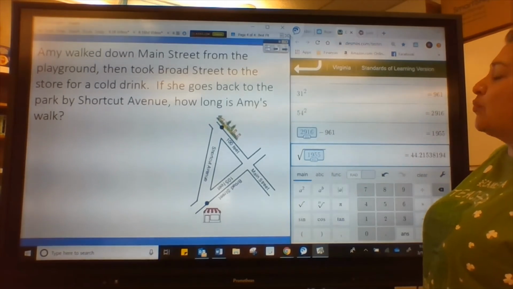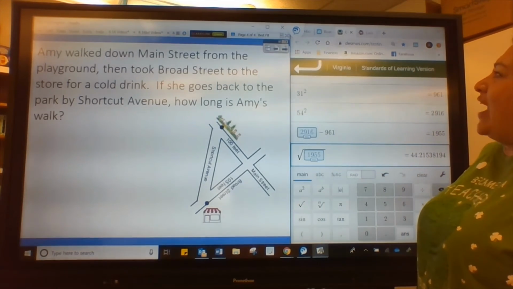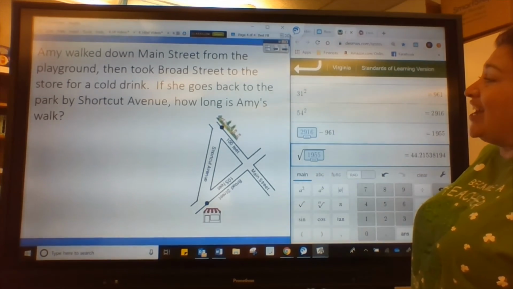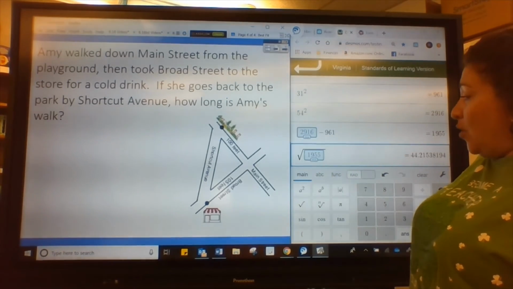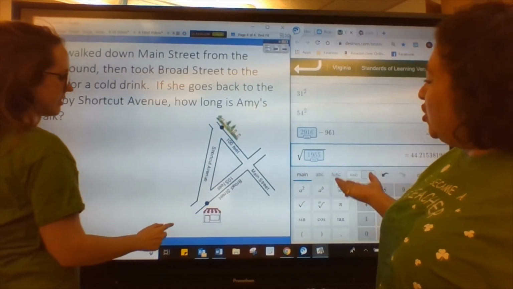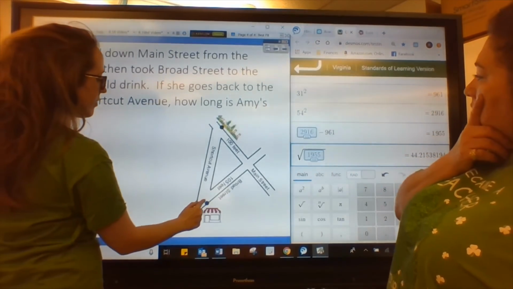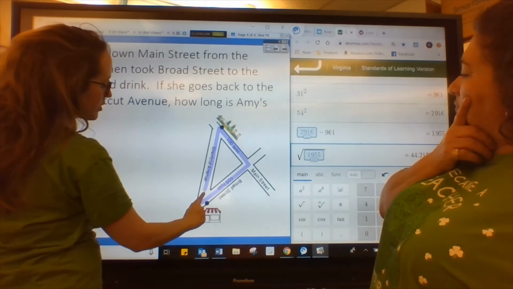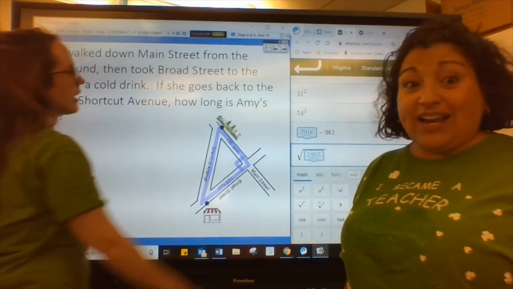Okay, guys, so this one is a word problem. It's not going to be that hard. It says, Amy walked down Main Street from the playground, then took Broad Street to the store for a cold drink. If she goes back to the park by a shortcut avenue, how long is Amy's walk? It's okay. So really, you just have to look at what the picture is giving you. There's one street, one street, and then this is the way she's going to walk home. That means this right here is the right angle.